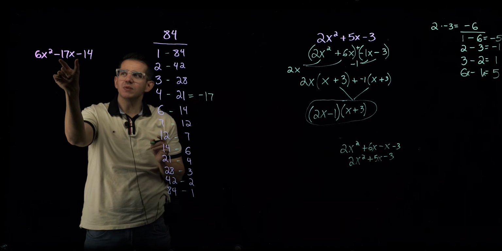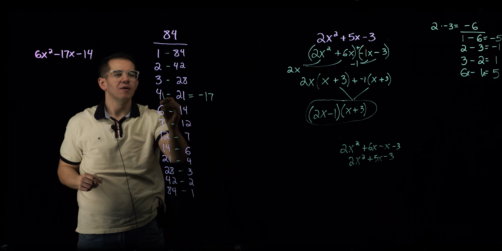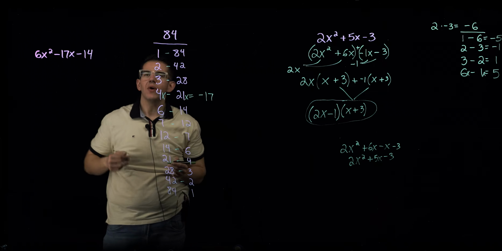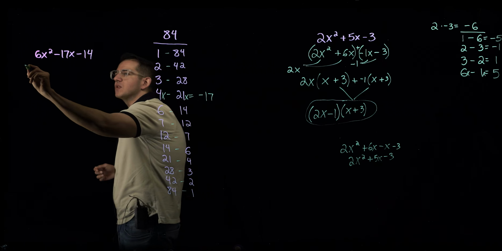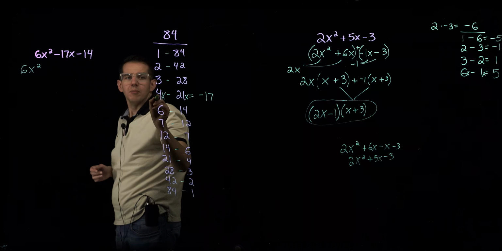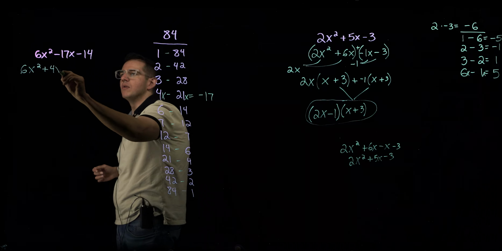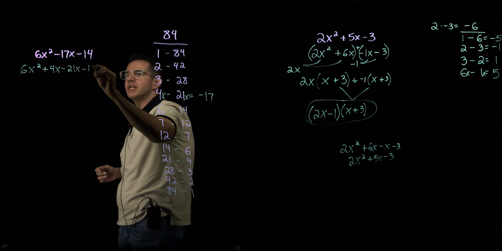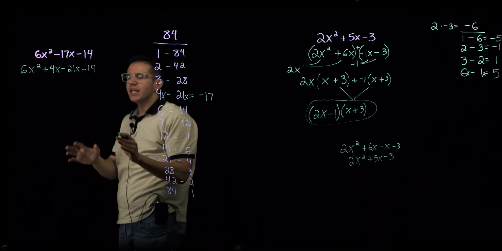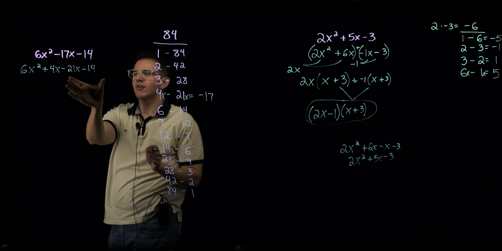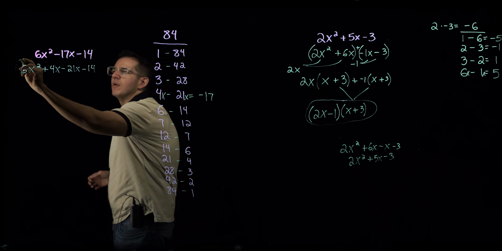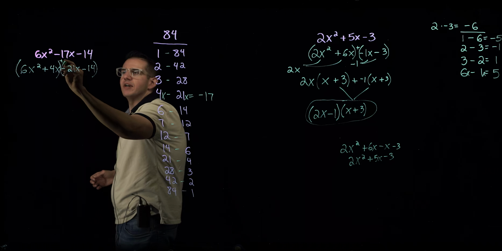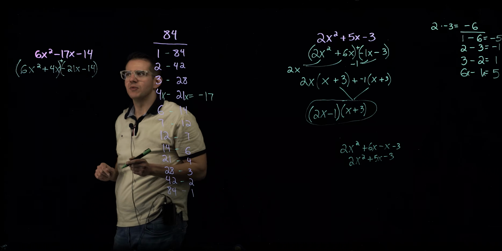which means we can take this middle out and replace it with 4x minus 21x. So let's go ahead and do that. We have 6x squared plus 4x minus 21x minus 14. And again, remember our goal is to pair these off and always leave addition in the middle of the pairs.